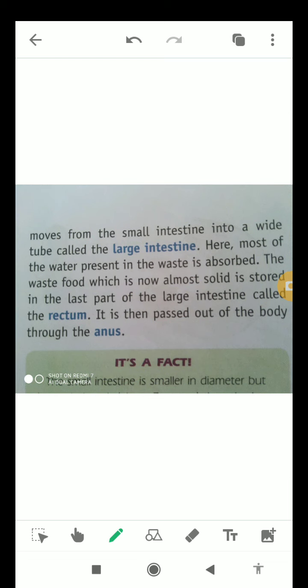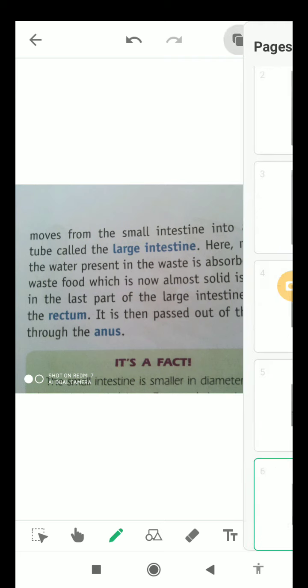And once the waste food is stored in the rectum, it is then slowly passed out of the body through the anus. So this is how the complete digestion of the food takes place, and the rectum and anus help to remove the waste food from the body. So we can say that the rectum and anus are the excretory parts of the body which help in removing the solid waste produced in the body after eating food.